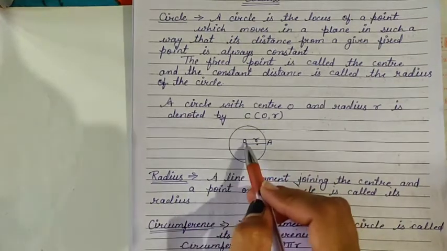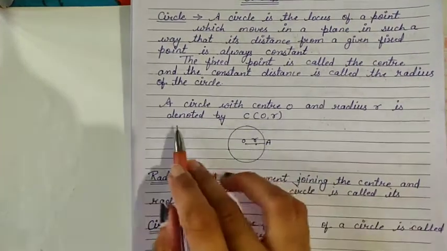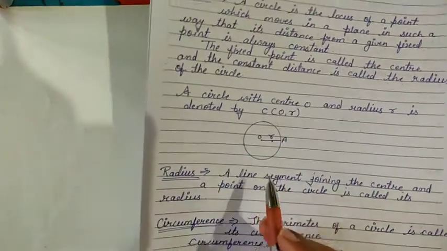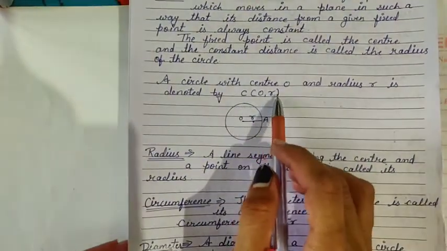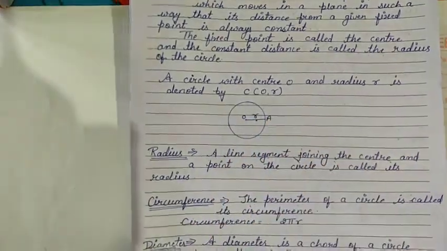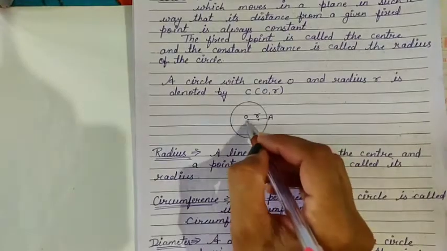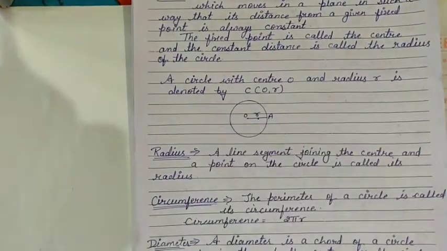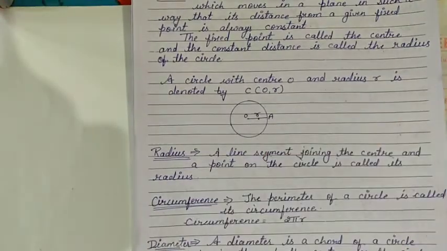A circle with center O and radius R is denoted by C(O, R). Students, this is a circle. This is its center and OA is its radius, and radius is denoted by R.